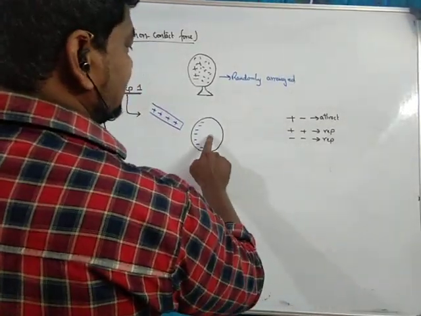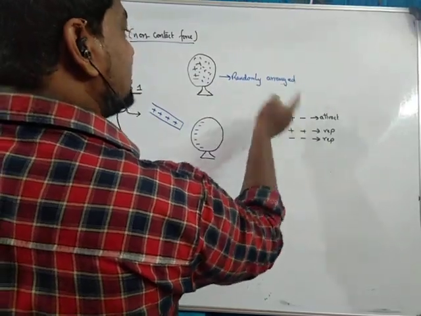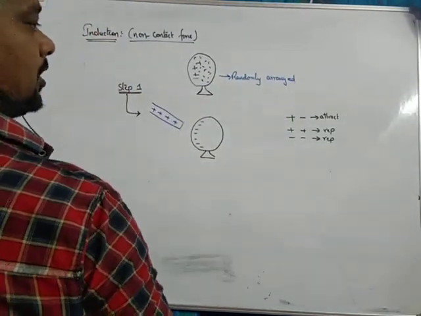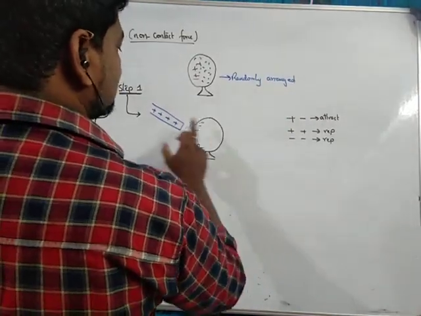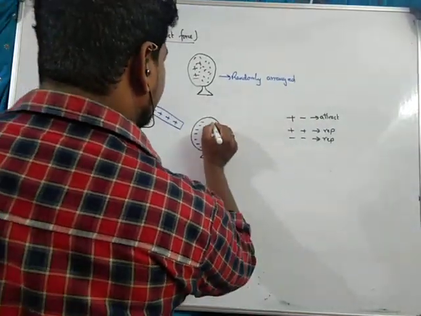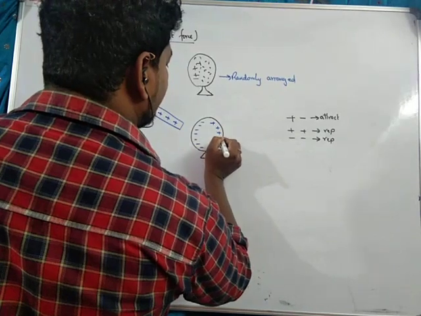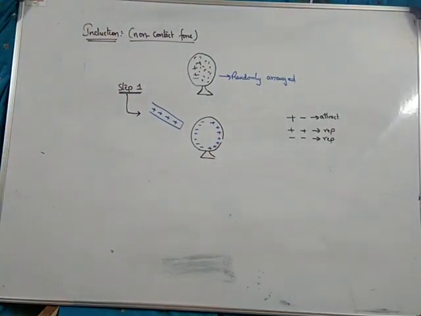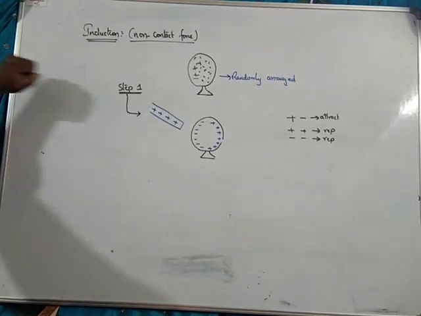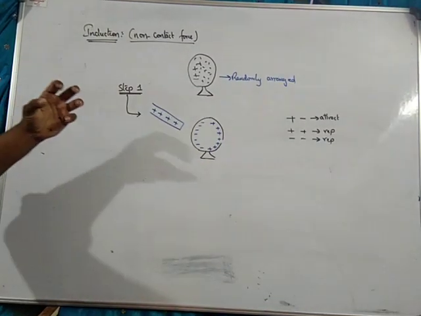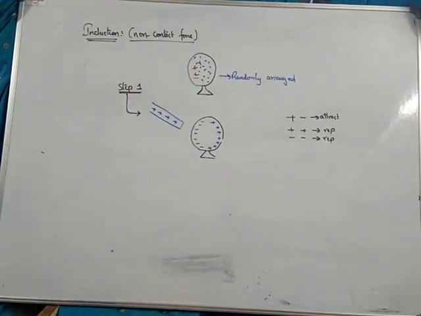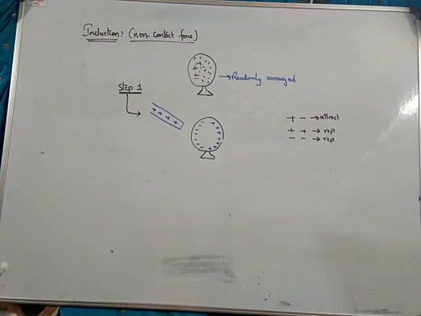Here we have randomly both positive and negative charges. Negative will be attracted towards the positive, and what about the positive charge? Positive will be repelled, so it moves to the other end of the metal. Now we have a positive and negative separation. Suppose if you remove this positive rod, again all the positive and negative charges will combine in random motion. Okay, step 2.